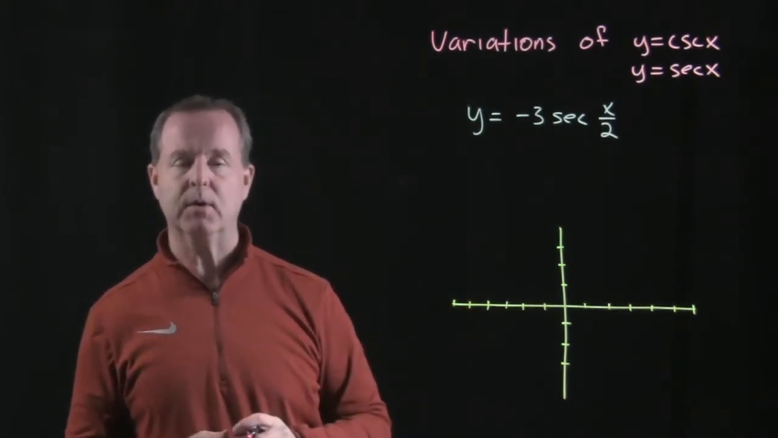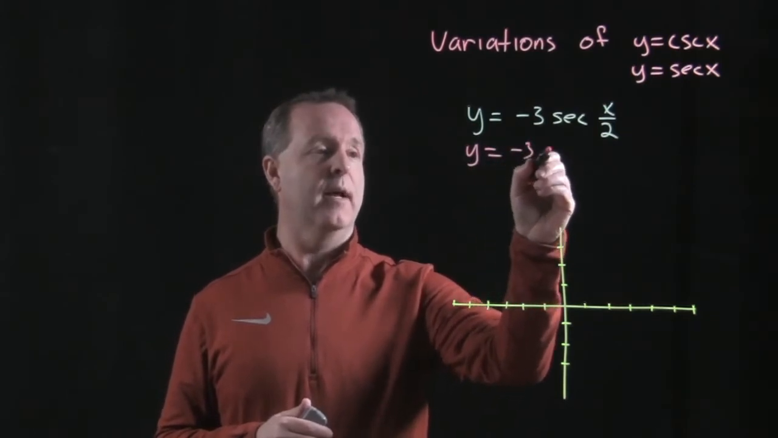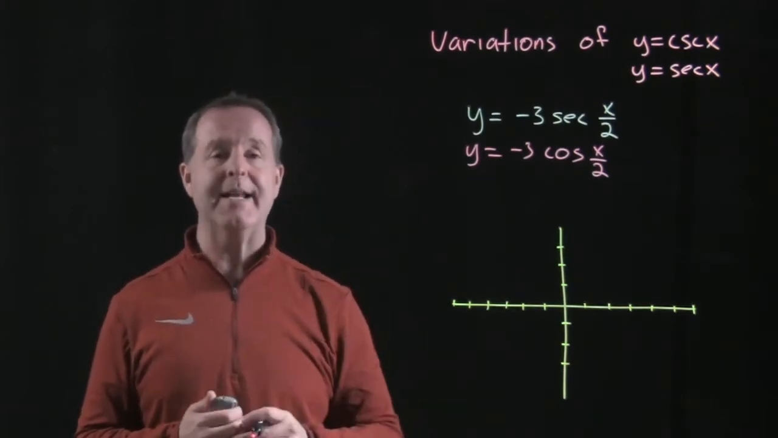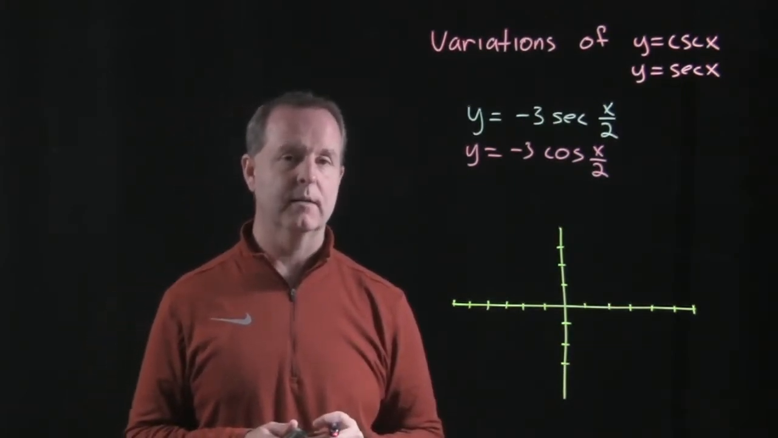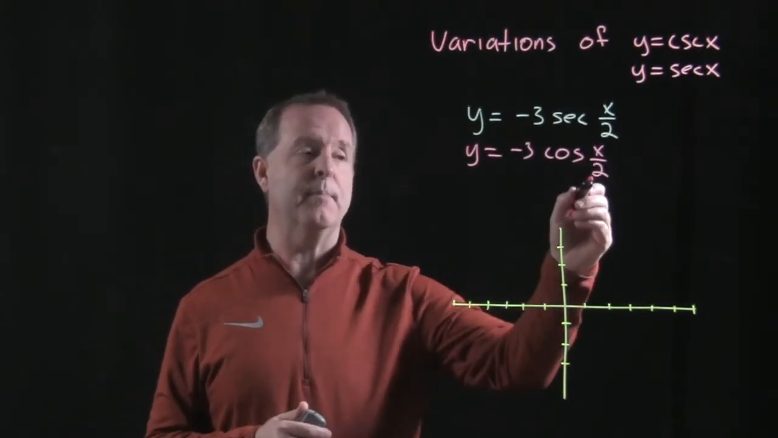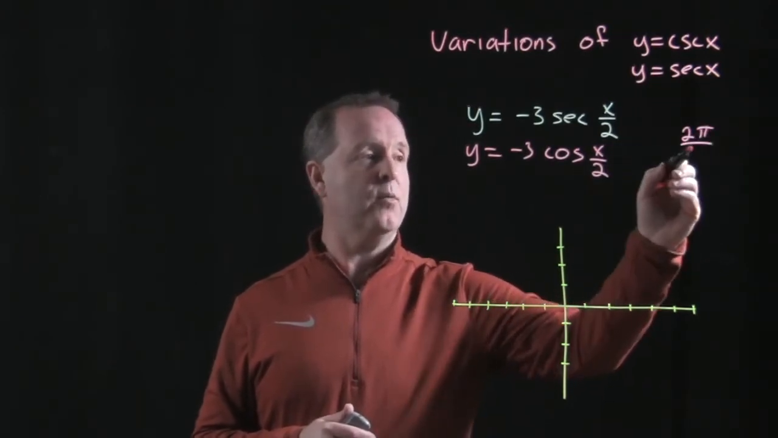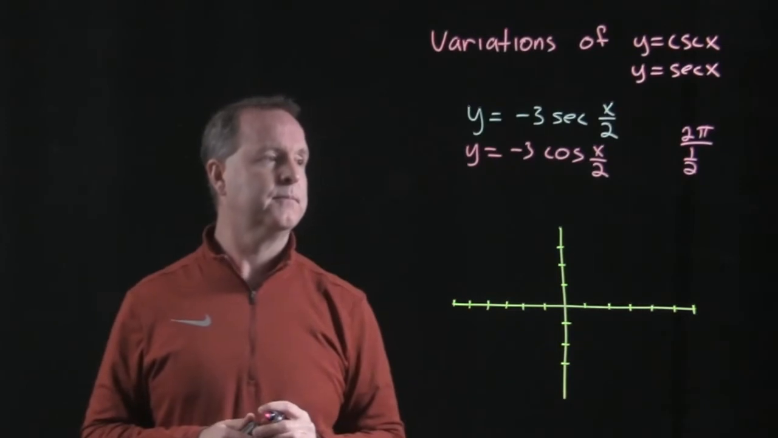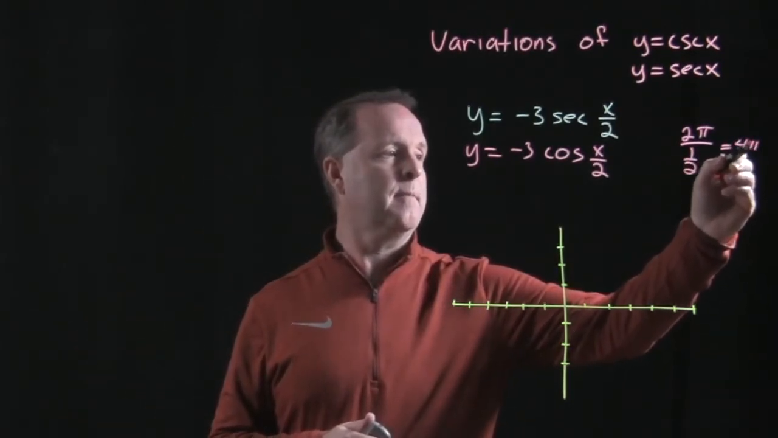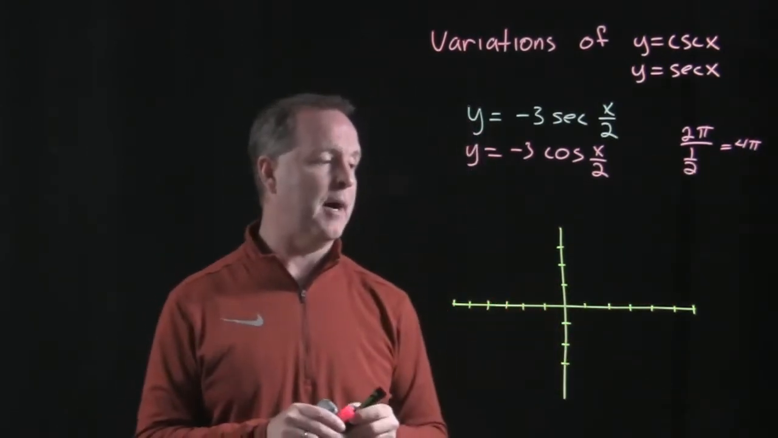To remember what reciprocal identity a secant is, it's the reciprocal of cosine. So let's graph the cosine, or negative 3 cosine of x over 2. First of all, remember we need to determine its period. Its period is 2 pi divided by the value of b, which is 1/2. Solving that equals 4 pi. So I have a full period going over a distance of 4 pi.